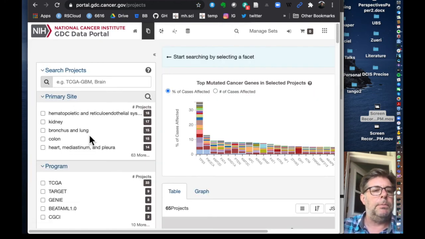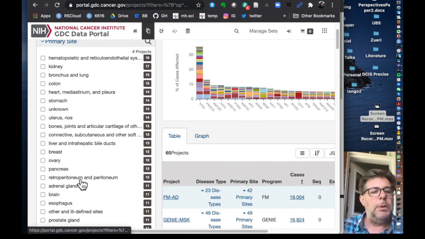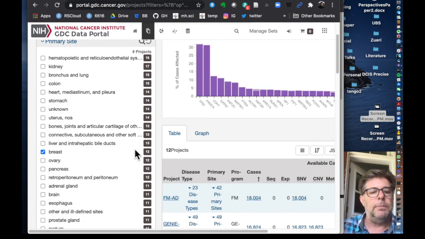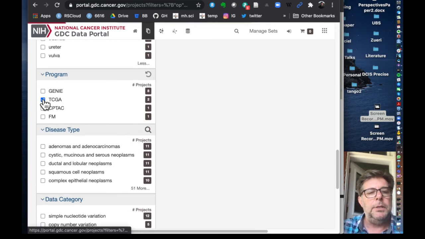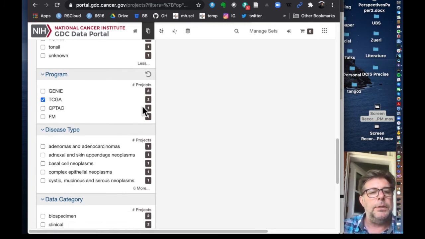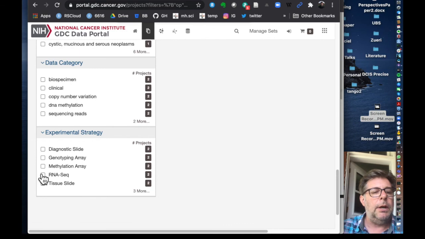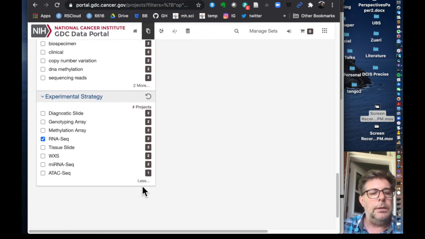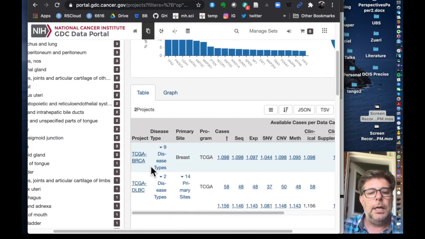So for example here, projects, I'll show you the example. Maybe I'm only interested in breast, of which there's 12 projects. And I can scroll down here and say, well, I just want the TCGA data. There's 2 breast cancer TCGA efforts. And then I might come in here and say, well, I'm only interested in the RNA-seq data, of which there are 2. There's a lot more options there. And when I do that, I get a list over here of 2.